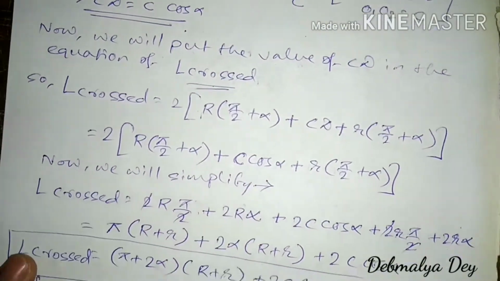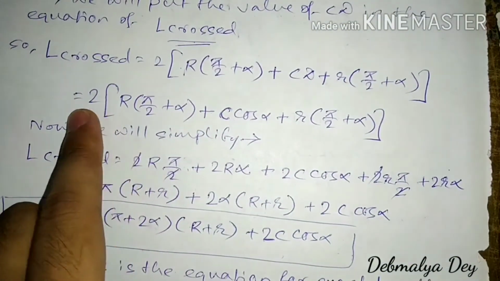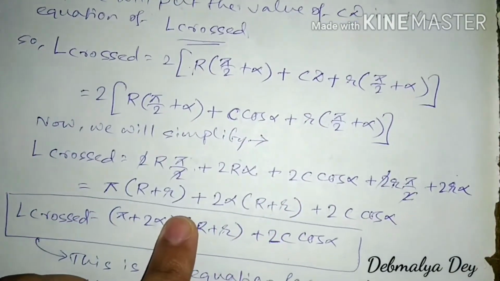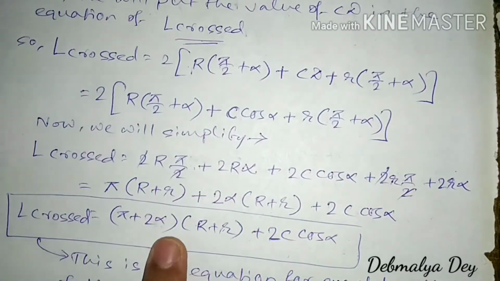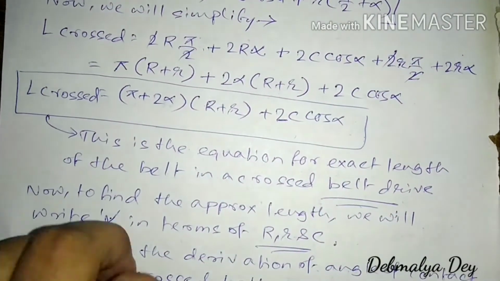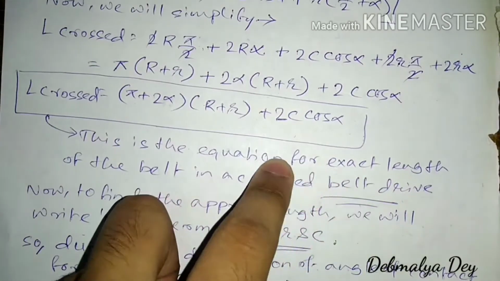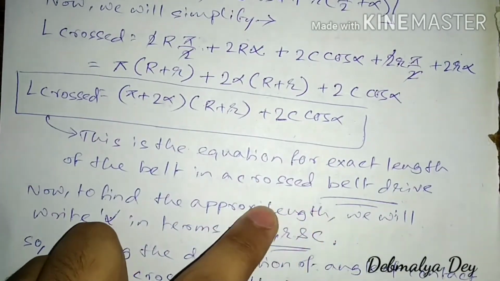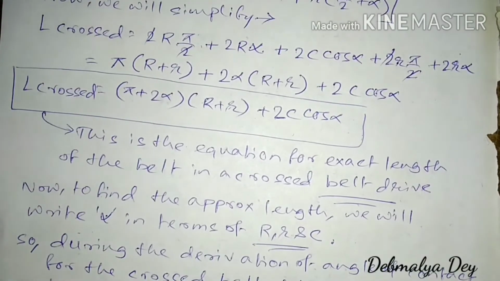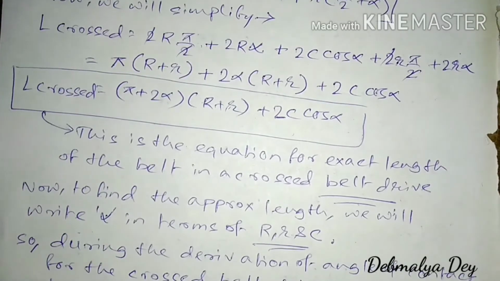Now we will just multiply the whole thing by 2 and simplify it. After simplifying, we will get this as the equation, and this will be the exact length. This will be the equation for the exact length of the cross belt drive. Now suppose in the question the value of alpha is not given. In that case we need to substitute the value of alpha in terms of the radius and the center distance.